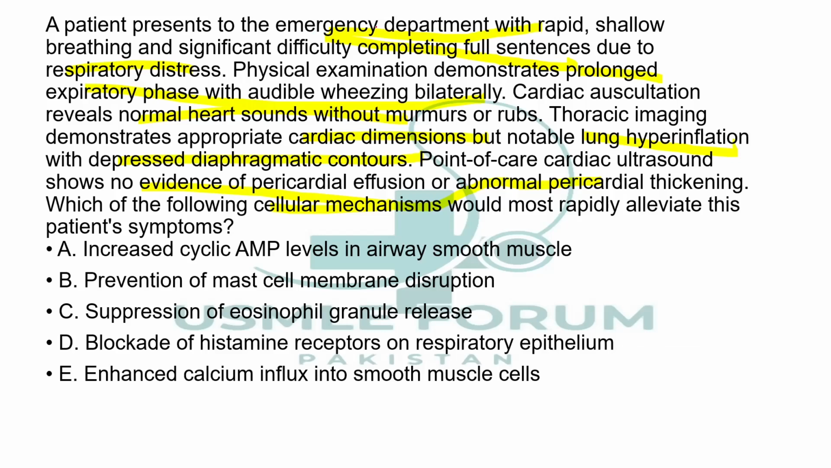So, first thing that you have to remember is prolonged expiratory phase with audible wheezing. You have to remember that this is the first high yield point, that this is for asthma until proven otherwise. This is for asthma, and you have to remember that, right? You have to remember that.